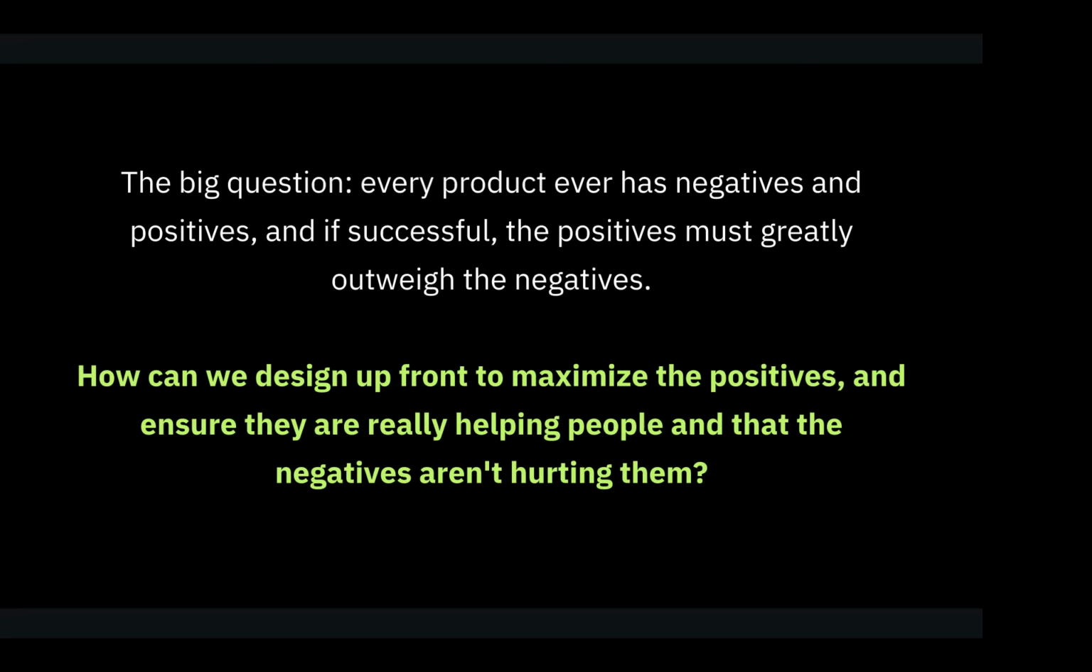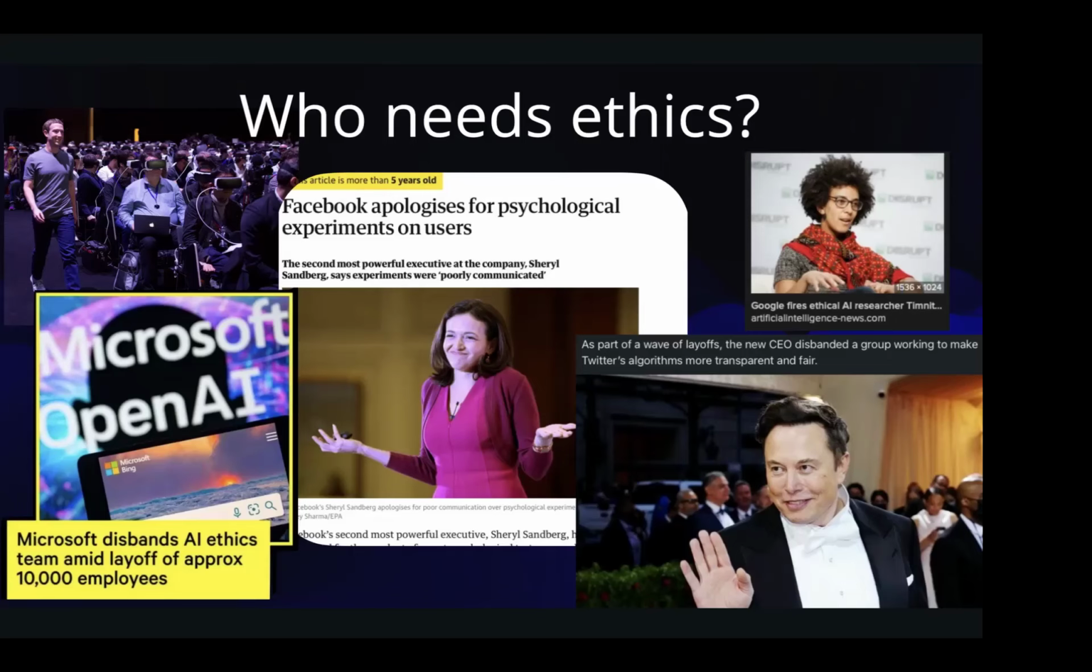Every product has negatives and positives, and if you're successful, the positives are going to greatly outweigh the negatives. So how do we design upfront to maximize the positives and ensure that they're greatly helping people and that the negative ramifications of our technologies aren't going to harm or hurt them, right? So reduce harm, create joy, create beauty. How do we get to the place where we know all of these things are working together, right?